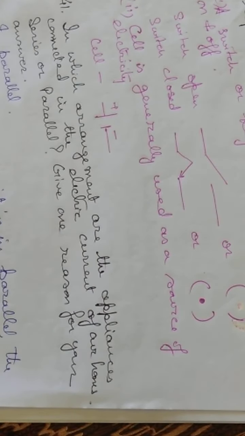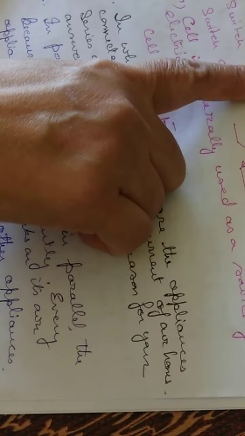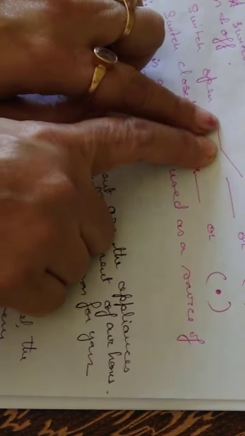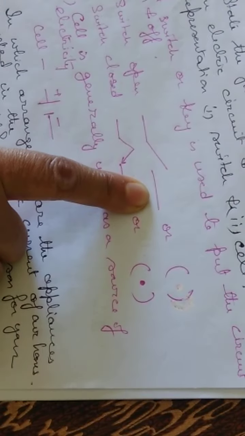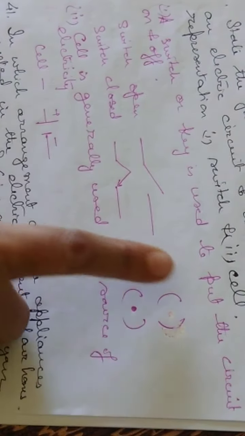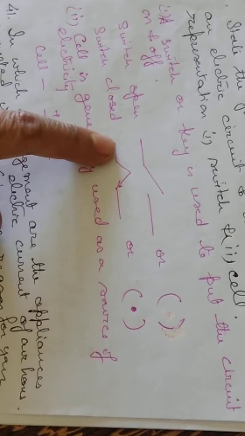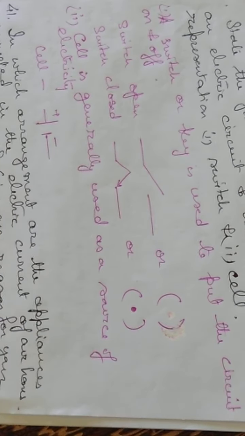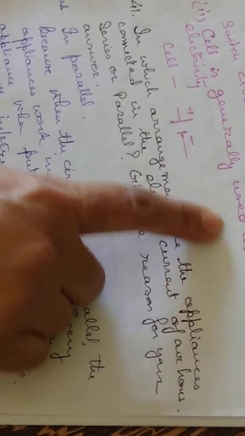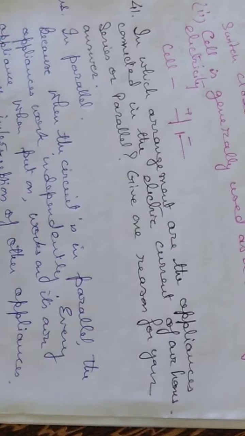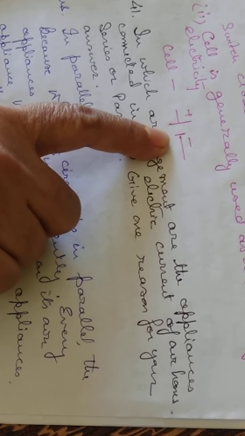Now state the function of each of the following parts of the electric circuit and draw its symbol representation: the switch and the cell. The switch, or the key, is used to put the circuit on and off. So switch open will be like this. This is the switch open symbol. Switch closed will be like this, a closed circuit. The cell is generally used as a source of electricity. The cell is denoted like this: the positive terminal with a long thin line, and a small thick line for the negative terminal.